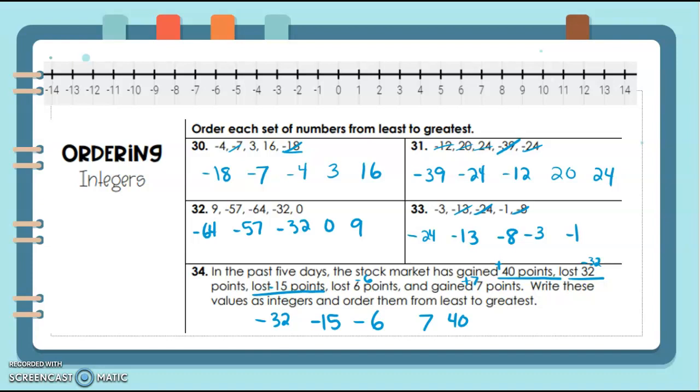And you can see problem 34. We are dealing with the word gained and lost. Gained, of course, is positive. Lost is negative. Feel free to pause if you need to.